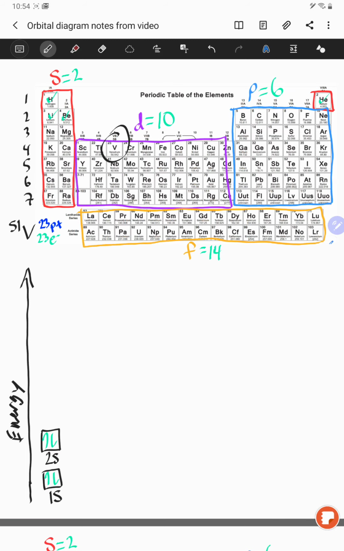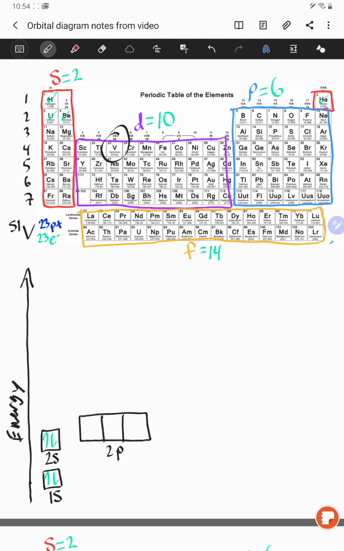All right, so after 2s, we've got 2p. So we're going to draw p. It's still in the same energy level as the 2s. It's still 2, but now it is located still slightly higher because it got filled in later. All right, and we're going to label this 2p.